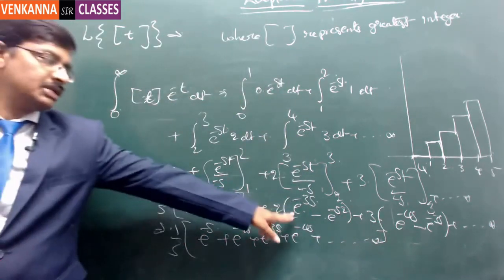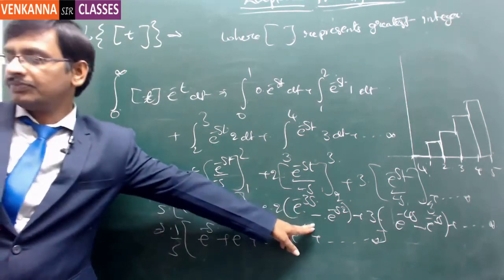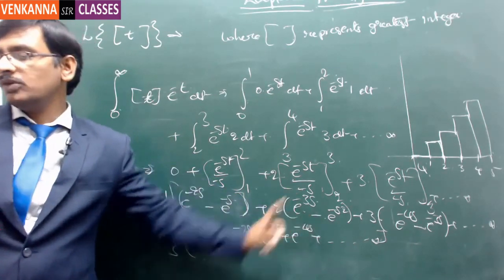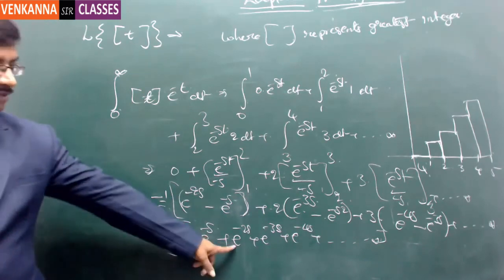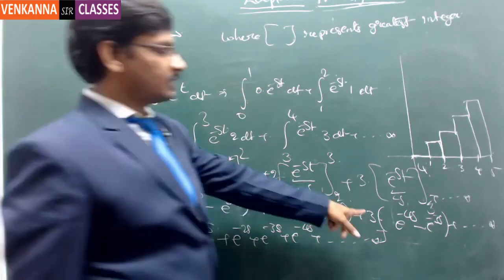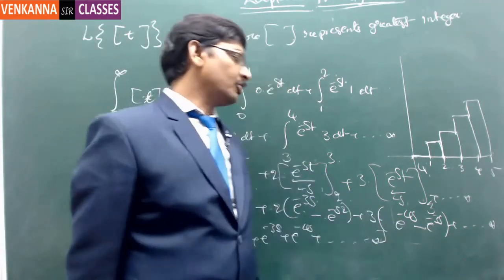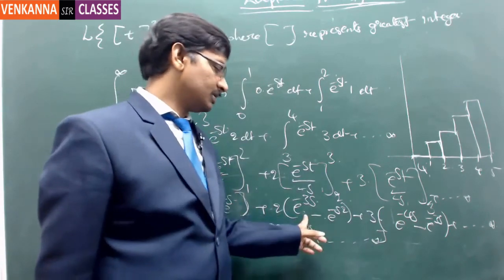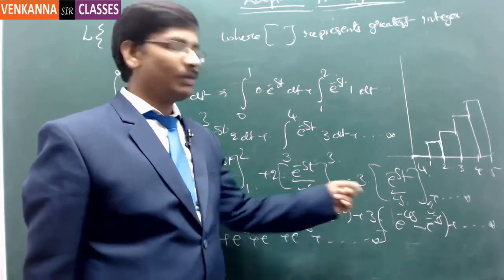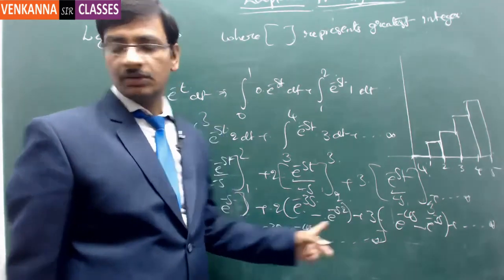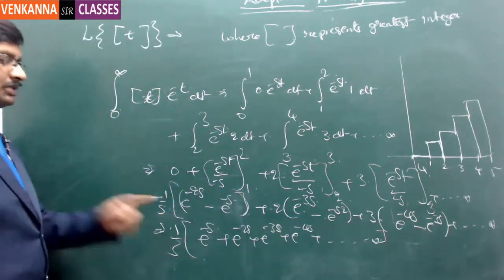So this term and this term will cancel out, and there will be only one e power minus 2s left over. That's what I kept here. Now if you take the second step, this is 3 times e power minus 3s and this is 2 times e power minus 3s. Now plus 2 and minus 3 leads to minus 1. So that minus 1 I have taken out. So this is 1 by s.